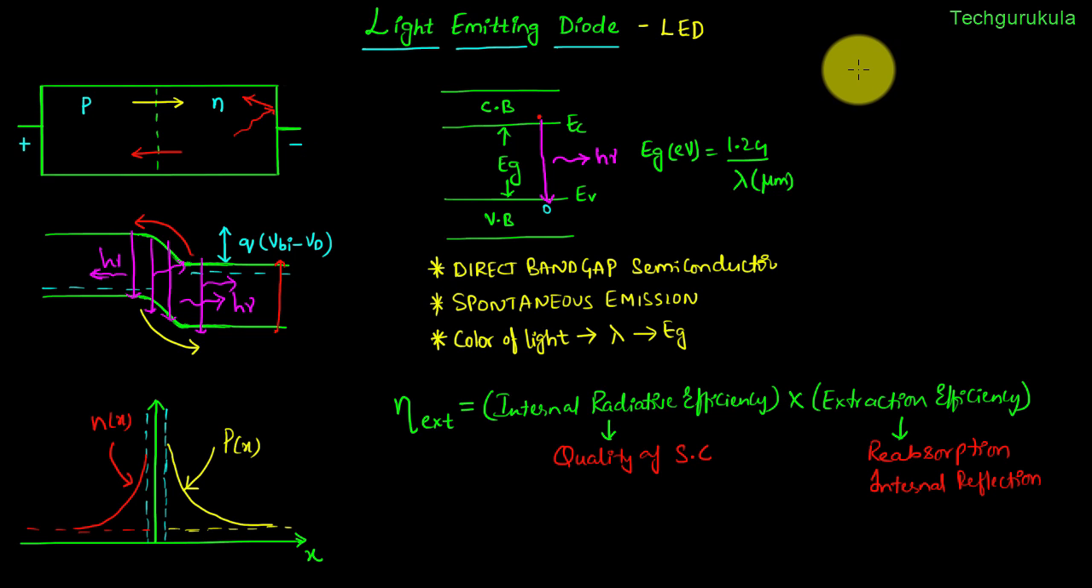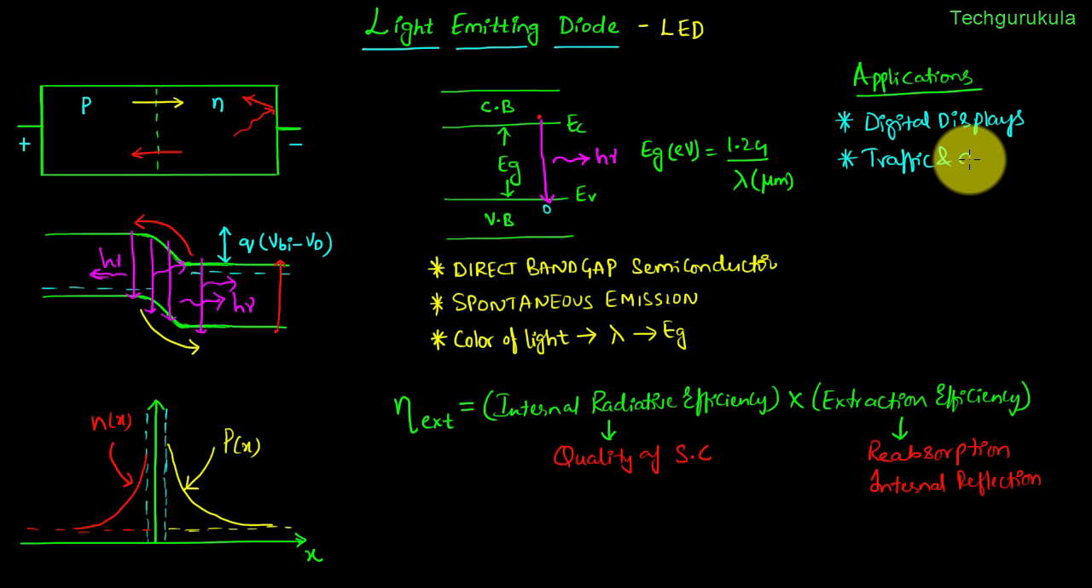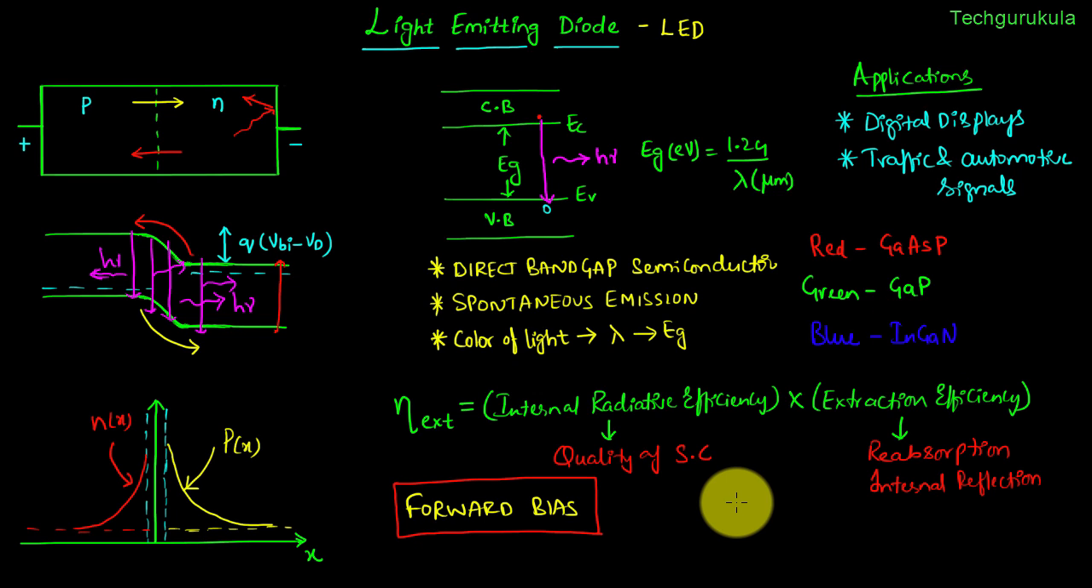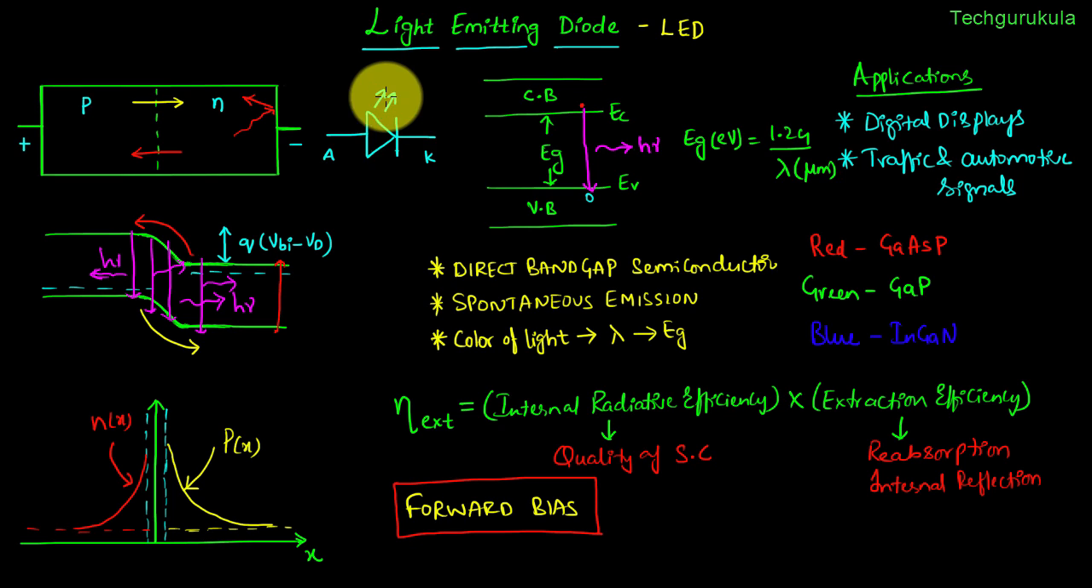And now coming to applications, LEDs are used in digital displays and traffic and automotive signals. For red LEDs, gallium arsenide phosphide is used as the semiconductor, for green LEDs, gallium phosphide is used, and for blue LEDs, indium gallium nitride is used. A point to remember is that an LED should be forward biased to emit light. And this is how a light emitting diode's symbol looks, with the anode and cathode. The symbol looks exactly the same as a normal p-n junction diode, except that we have two arrows here, indicating that this diode is capable of emitting light.